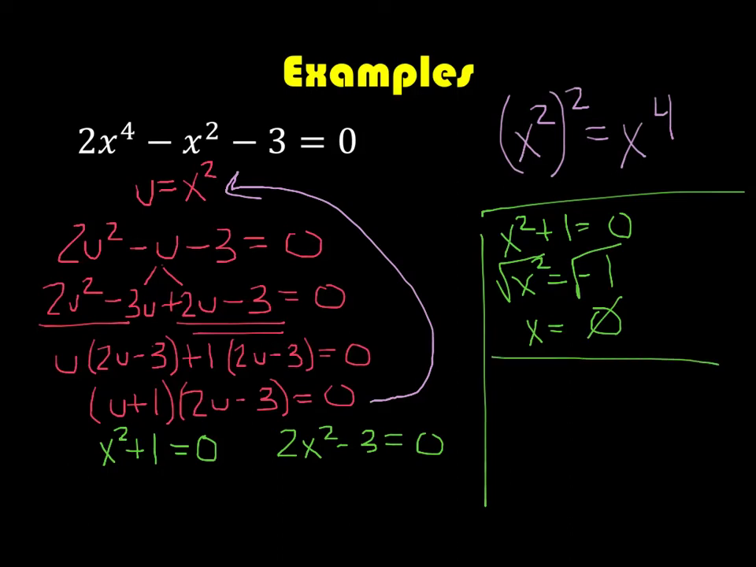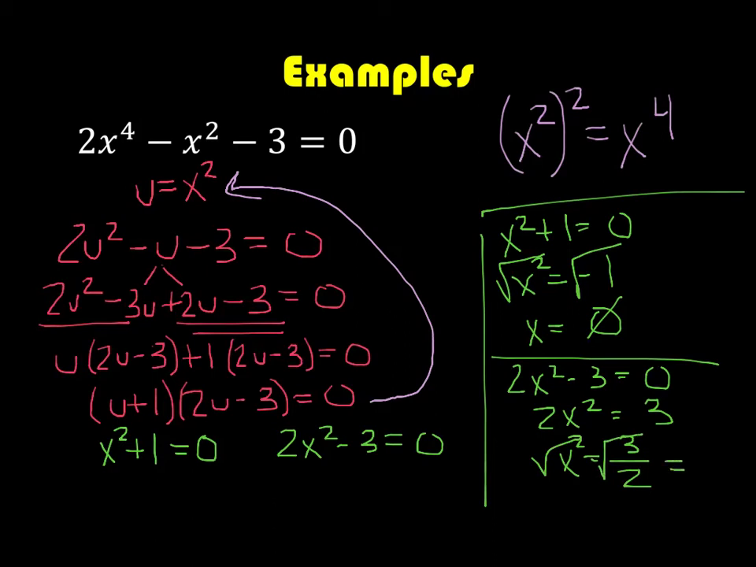Now if we solve the second one, you're going to add 3 to both sides and then divide by 2. So I'm going to get x squared equals 3/2. Then you take the square root of both sides. In this case, we're going to have to rationalize the denominator, so we're going to get the square root of 6 over 2 for our final answer. So x equals the square root of 6 over 2.